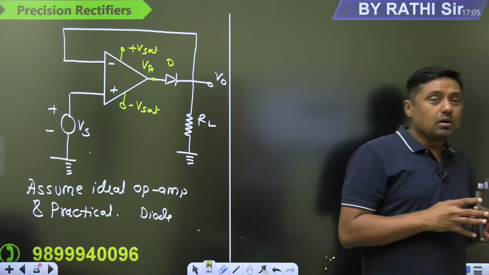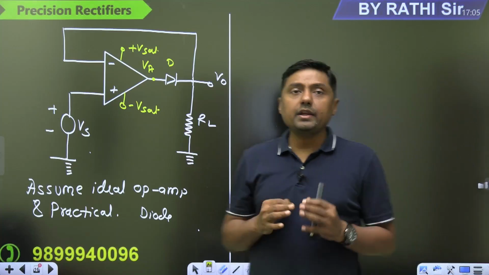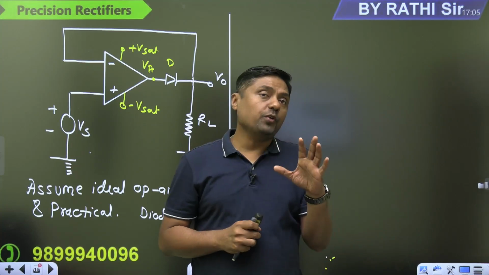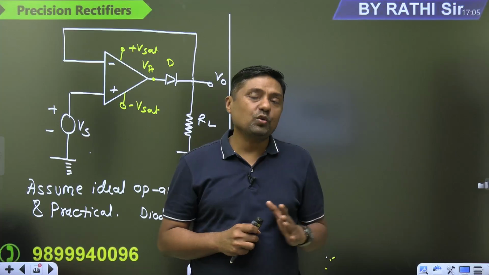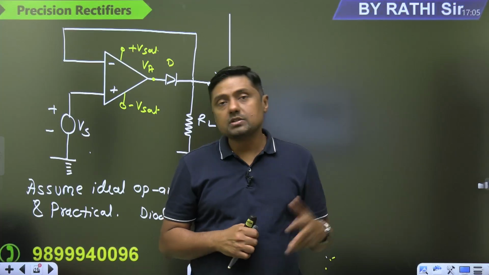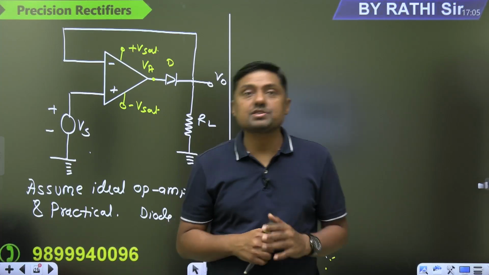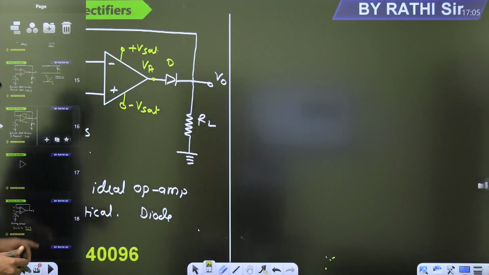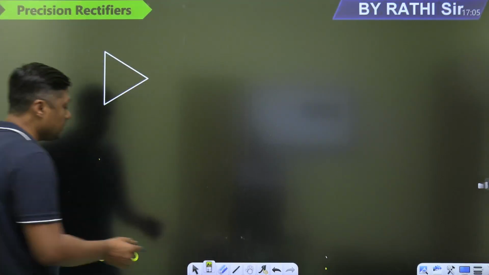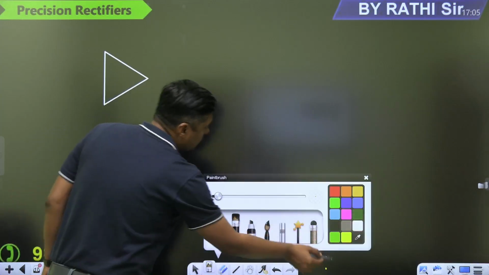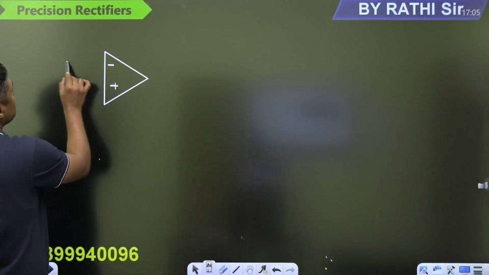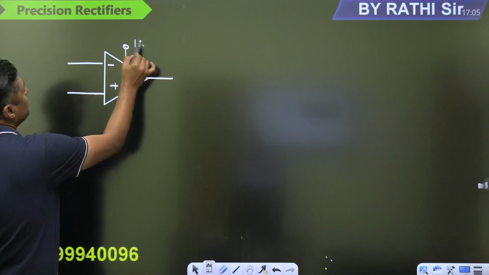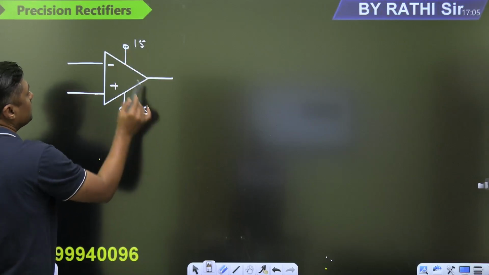Now, we are providing the negative feedback, right? Try to understand. Suppose there is no negative feedback, what will happen? The operational amplifier will go into saturation. So what is the characteristic of the operational amplifier? Remember, the characteristic of the operational amplifier is like this. This is plus 15 volt, this is minus 15 volt, called plus Vsat and minus Vsat.